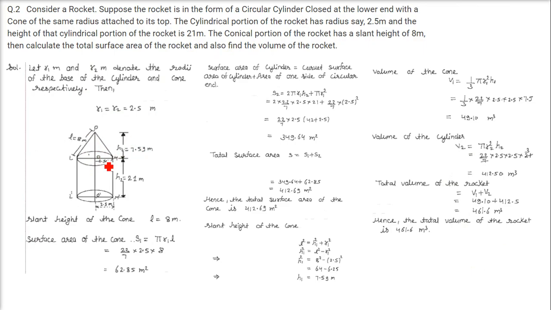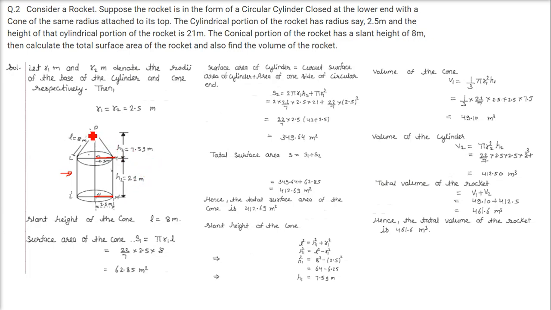Now consider a rocket. Suppose the rocket is in the form of a circular cylinder, closed at the lower end, with a cone of the same radius attached to its top. The cylindrical portion of the rocket has radius 2.5 meters, so the cone will also have the radius as 2.5 meter. The height of the cylindrical portion of the rocket is 21 meters.